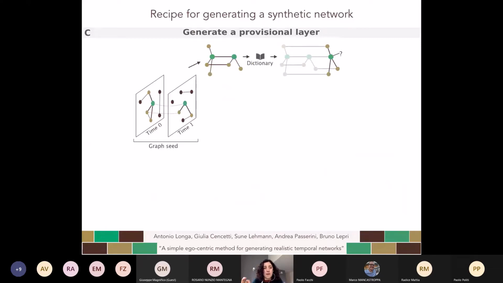Then we look into the dictionary for this structure, and we sample from the associated probability distribution a possible third step for this neighborhood. Then notice that this third step can involve some of the nodes that were also present in the first 2 steps, but it can also involve new nodes that the ego node would like to connect to. So we do not know at this stage which this new node will be, and so we just describe it with a question mark here in this scheme.